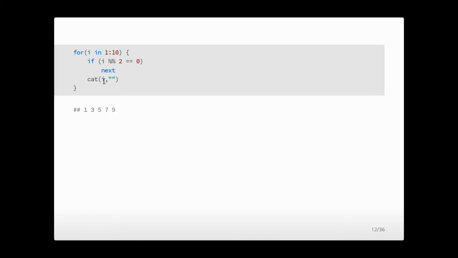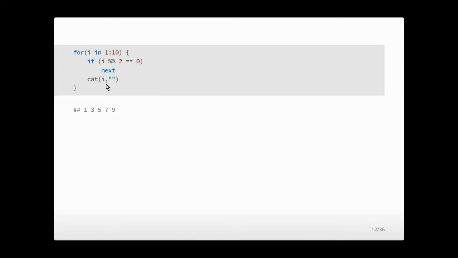So it prints out the 1. And then i is now 2, okay? And it runs this, it goes, oh, is 2 this? This part is true, so then it executes next. Okay, so as soon as it executes next, it goes back to the top of the loop and goes to the next iteration. It doesn't execute anything down here.